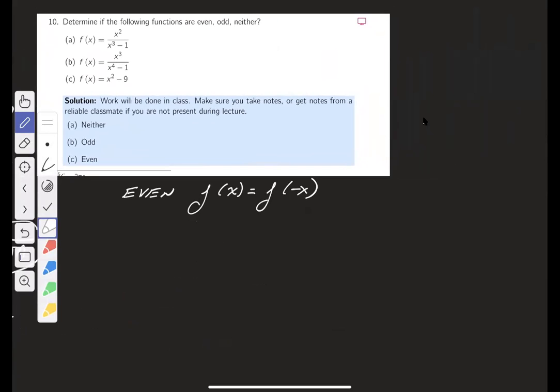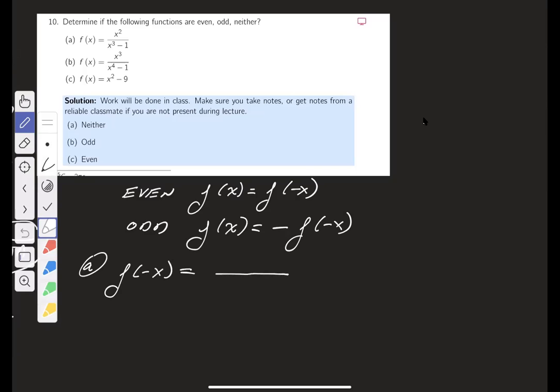Okay, next up, odd functions. Is f of x identical to minus f of minus x? And if it is, we're going to say it's odd. Now, if it doesn't meet those two conditions, I'm just going to say neither. So let's take a look at each one separately. And to do that, for A, all I have to do is write down f of minus x.